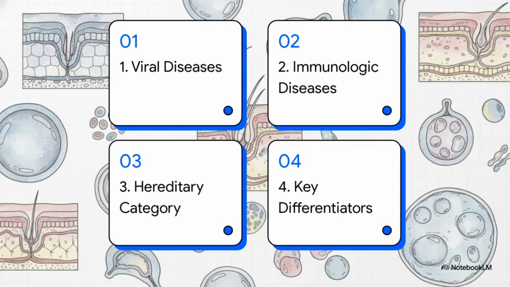So, here's our game plan. We're going to kick things off with the viruses, then we'll move into those autoimmune conditions. After that, we'll briefly touch on the hereditary group, and then, this is the best part, we'll wrap up with a rapid-fire review to really hammer home the differences between the ones people mix up the most. All right, let's get into it.